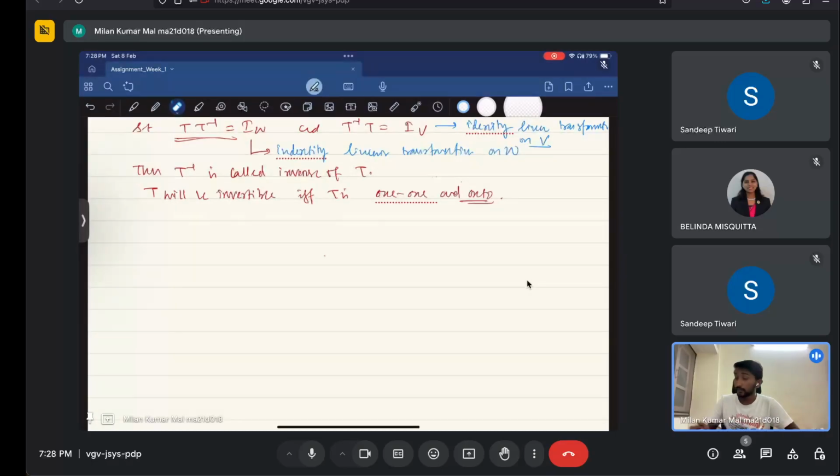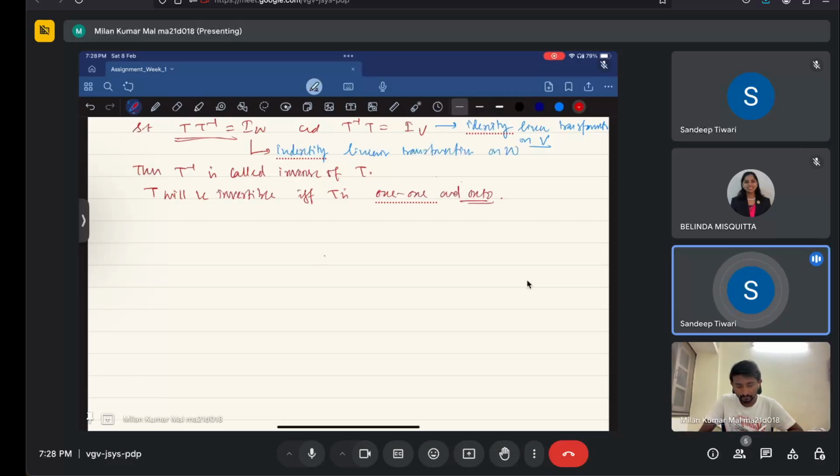T is invertible if and only if, irrespective of the fact that T is one-one and T is onto, these two, one-one and onto, will give invertibility. But if V is finite dimensional and W is finite dimensional, in that case both sides. Suppose T is invertible. I'm not saying that T inverse is a linear operator. If T is a linear operator and the inverse of T exists, then T inverse must be a linear operator.